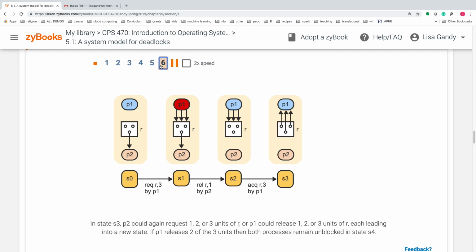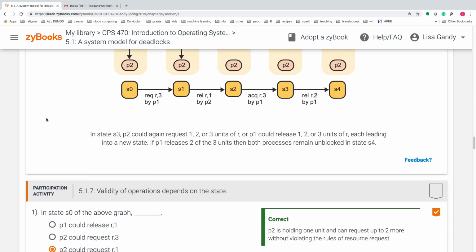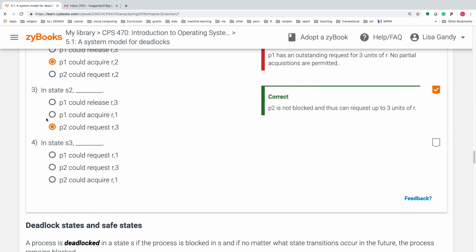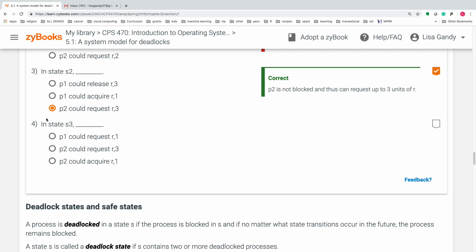Okay, S3. So in S3, P1 has been granted all 3 resources. So let's see what could happen. P1 could request another resource. No, it can't do that. P2 could request R of 3. It can, it will be blocked.